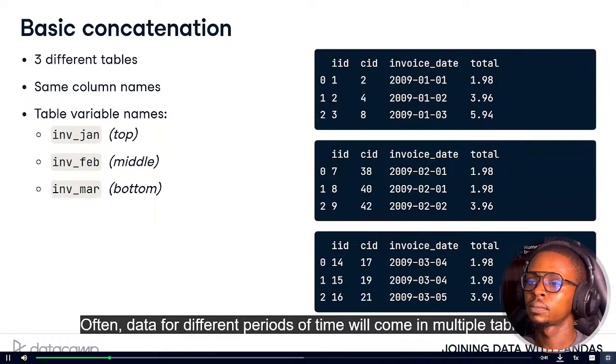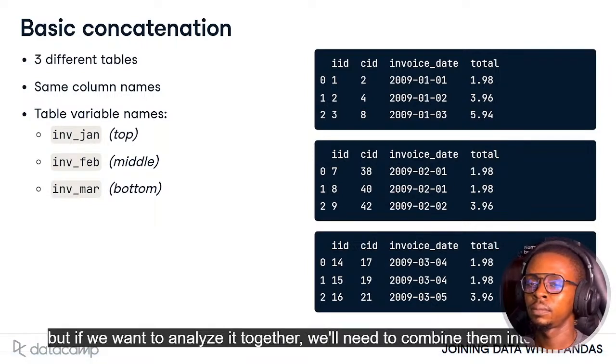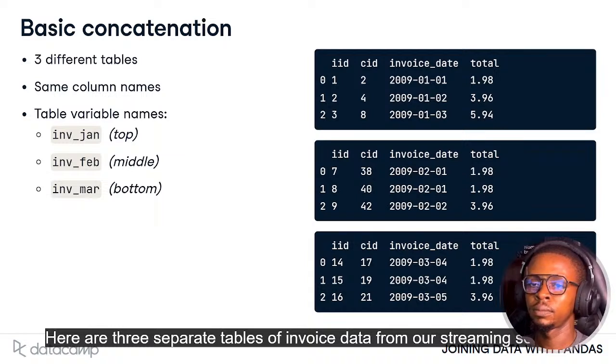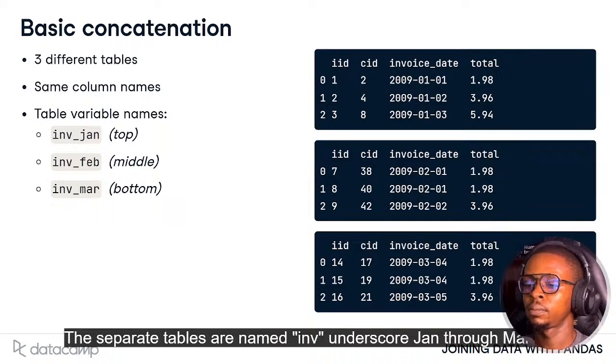Often, data of different periods of time will come in multiple tables, but if we want to analyze it together, we'll need to combine them into one. Here are 3 separate tables of invoice data from our streaming service. Notice the column headers are the same. The separate tables are named INV underscore Jan through March.